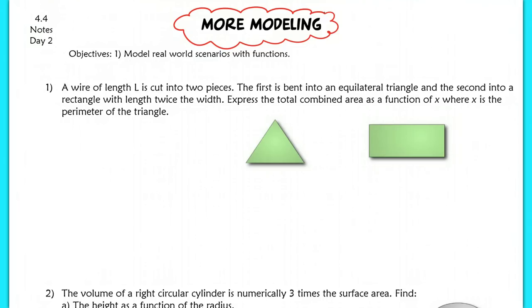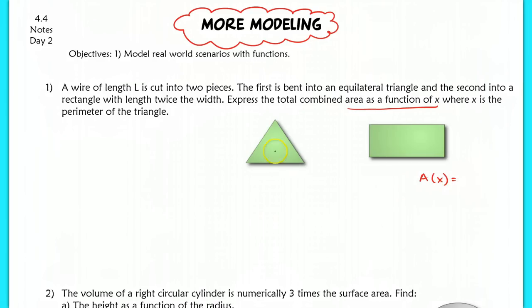Okay, this first problem says a wire of length L is cut into 2 pieces. The first is bent into an equilateral triangle, and the second is built into a rectangle with a length that's twice the width. We're going to express the total combined area as a function of x, where x is the perimeter of the triangle. So I see here it's supposed to be area as a function of x, so ultimately I'm looking to do this. Area is a function of x.